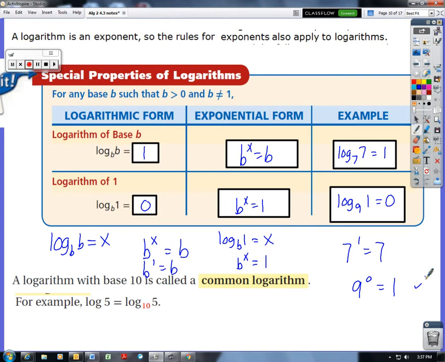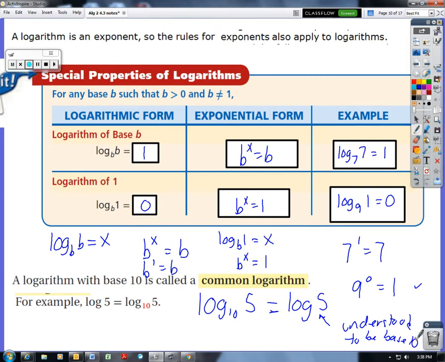Well, we've made some pretty good progress. A logarithm with base 10 is called a common log. The thing about common logs is instead of writing log base 10 of 5, because that's what it is, we just skip the 10 and write log of 5. So any time you see log of a number and there's no base, it's understood to be 10. It's called a common log.